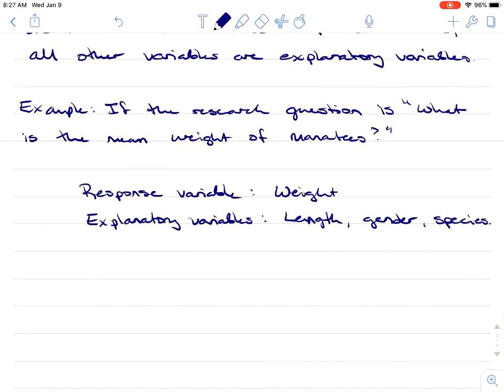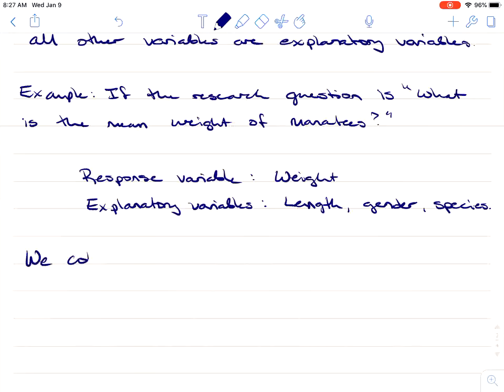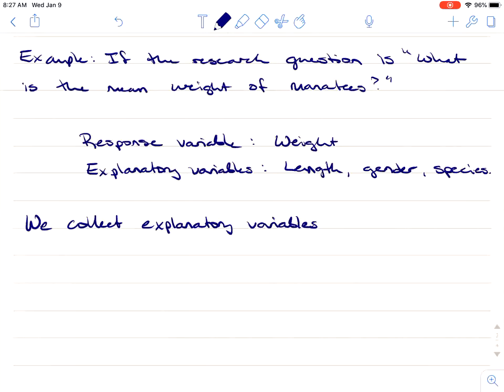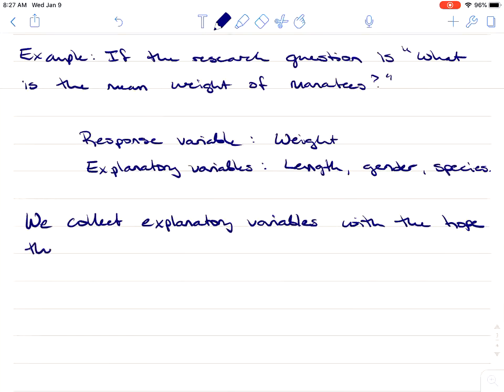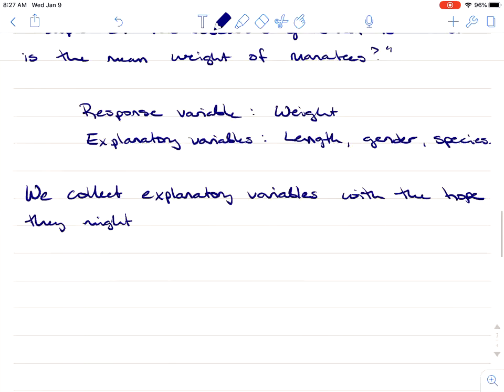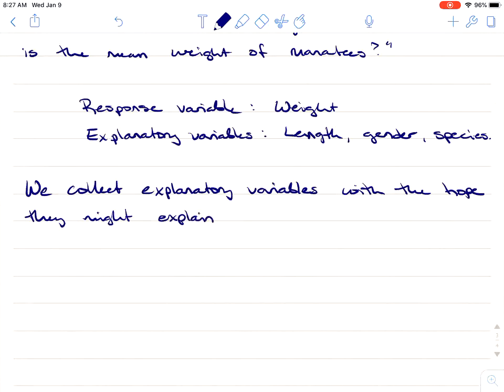So like I said, we collect these explanatory variables, hoping that they'll help explain changes in the response variable. We collect explanatory variables with the hope they might explain changes in the response variable.